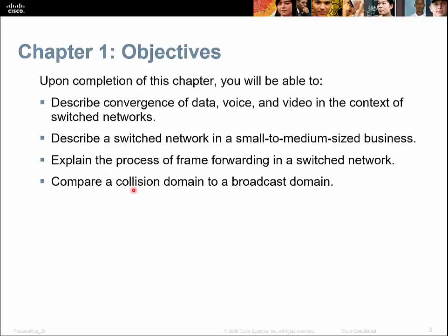Our objectives for this chapter: upon completion of this chapter, you will be able to describe the convergence of data, voice, and video content on the switch network, describe how switch networks work on a small to medium business, and explain the purpose of frame forwarding on a switch network. You will also be comparing collision domains and broadcast domains. Remember that collision domains are primarily switch based and broadcast domains are primarily router based.